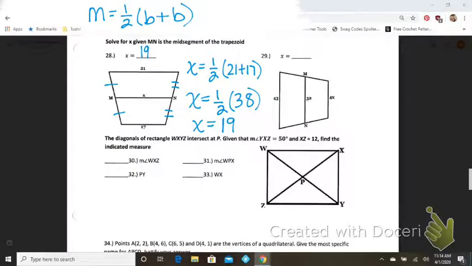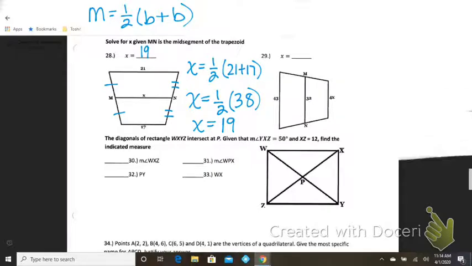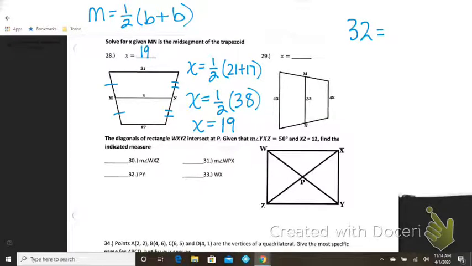All right, on 29, we're going to use the same formula that I'd put up at the top. However, it's going to work a little bit different. Still start off by plugging in what you know. This time the mid-segment was labeled 32. So 32 is equal to 1/2 of, we need to add our bases together. This time our bases are 4x and 43. So 4x plus 43, or you could put it as 43 plus 4x, that's fine.